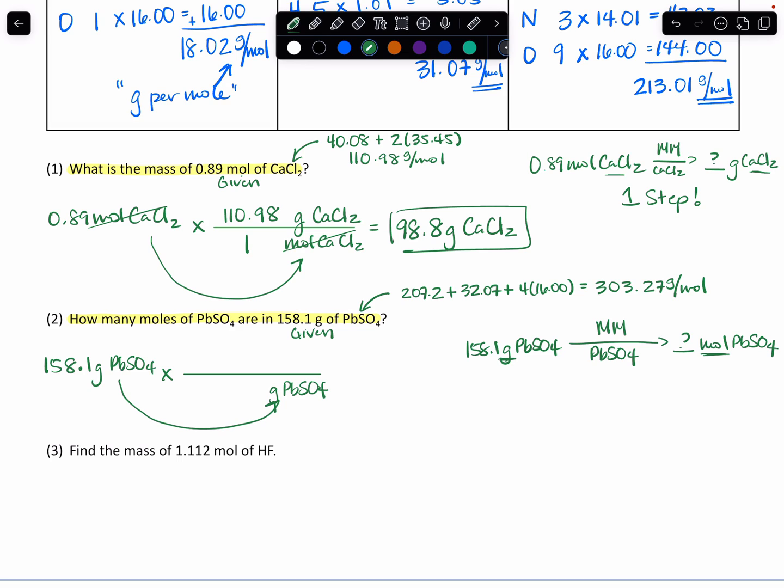So grams of PbSO4 in the bottom, moles of PbSO4 up top, and 1 mole of any substance is equal to its molar mass in grams. So 1 mole of PbSO4 has a mass of 303.27 grams. So my grams are going to cancel. I do the division and I find that I have 0.521 moles of PbSO4.